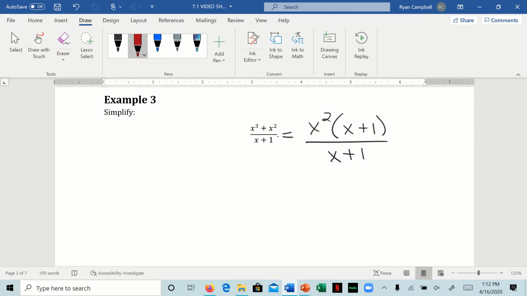So we can see that there is an x plus 1 on the bottom and an x plus 1 on the top. And since there's an addition, you have to have the entire thing, right? So x plus 1, x plus 1. There we go. We can cancel all of that out. So we're just left with x squared.